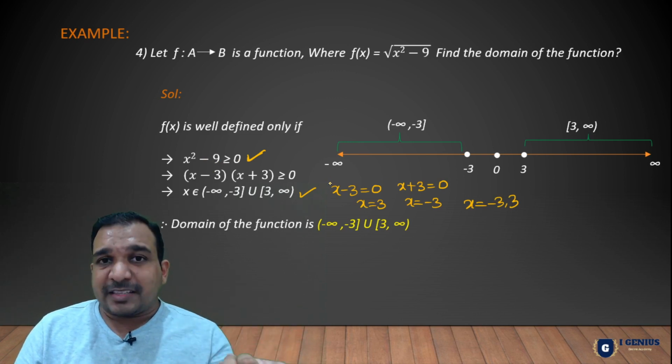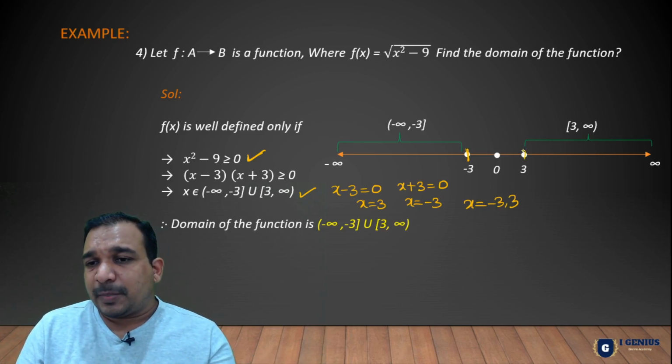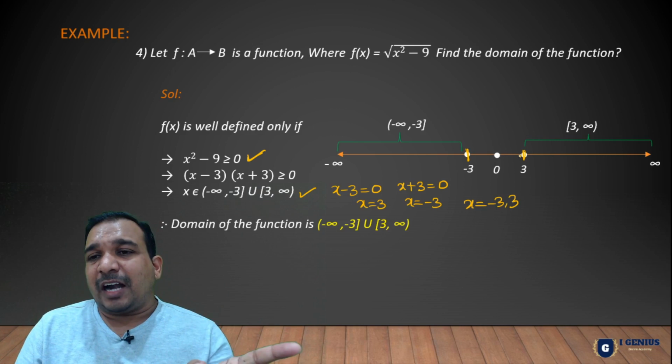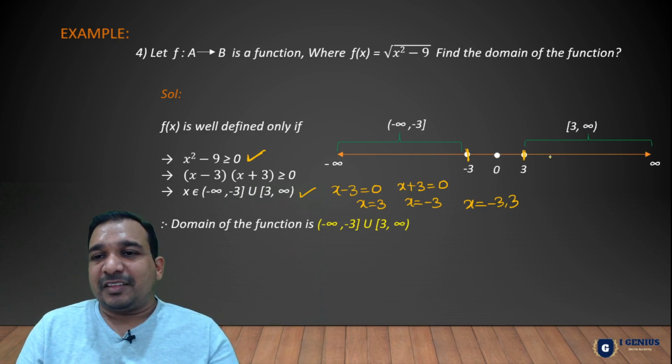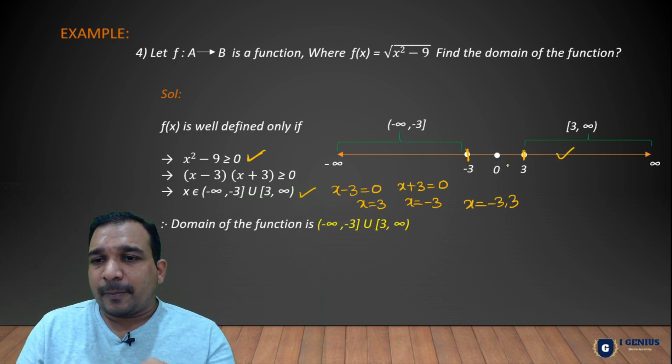So we need to trace them on the x-axis. In ascending order, first minus 3, then plus 3. Okay. So start with the right side one. This total real line is divided by these 2 points into 3 parts. This is the first part, 3 to infinity. The second part is minus 3 to plus 3. The third part is minus infinity to minus 3. So it is totally divided into 3 parts.